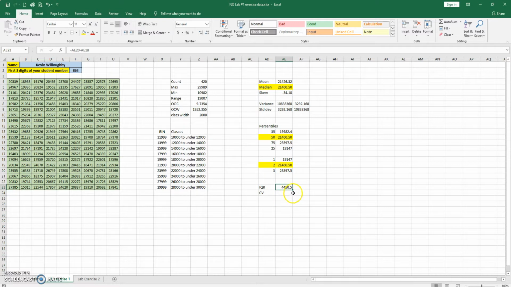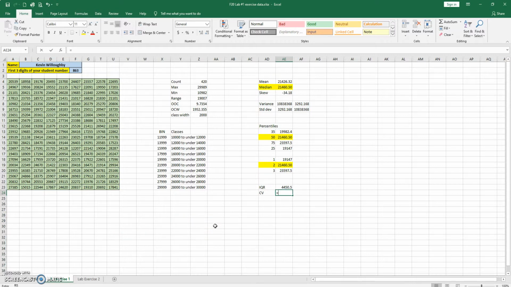This is basically the size of the middle 50% of the data, the range of the middle 50% of the data. Some governments use this in terms of calculating how big the middle 50% of income earners are. What is the range of that value?